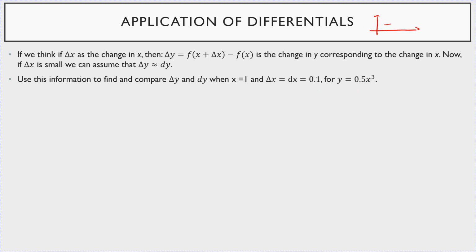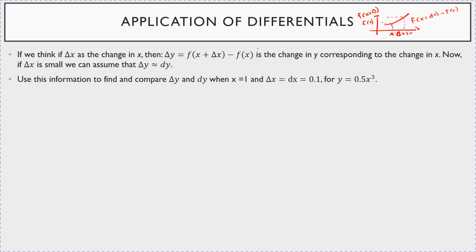If you have some graph, this distance here is delta x. So this is x here, and then over here you have x plus delta x. This is f of x plus delta x. Down here is f of x. So you can see here then that the change in y has to be f of x plus delta x minus f of x. Obviously. This is the same thing we talked about when we introduced the concept of the tangent line. This is the change in y corresponding to the change in x.